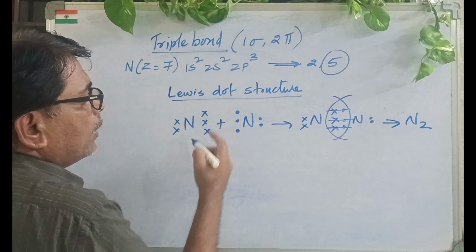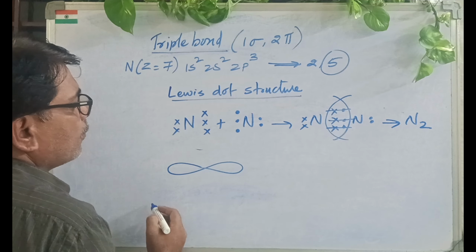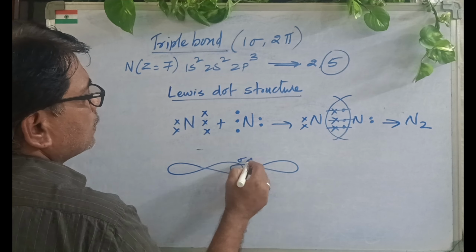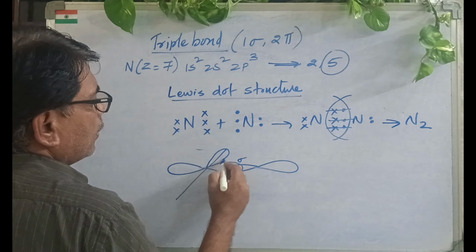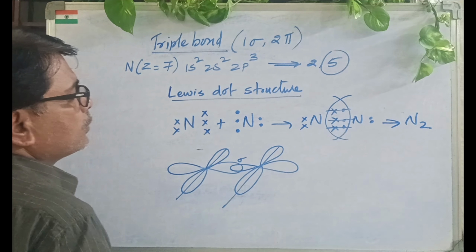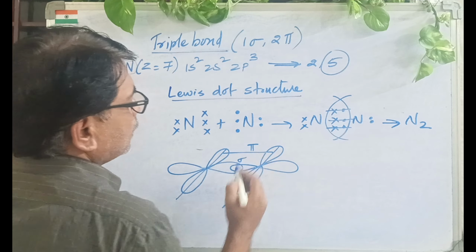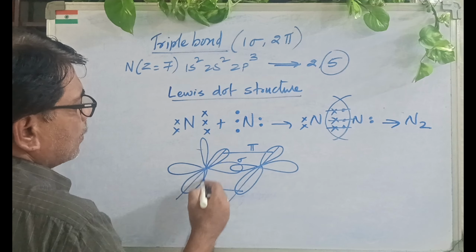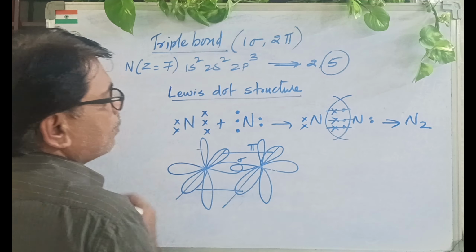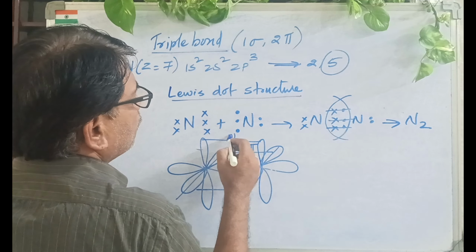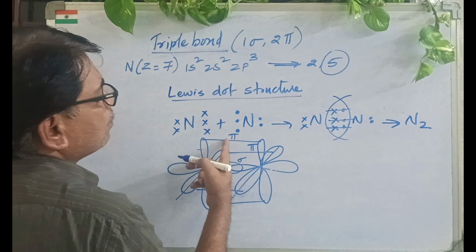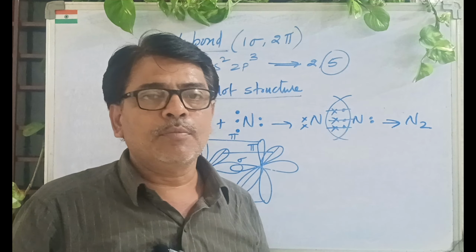Okay. Now, what did I say? The px orbital of one nitrogen atom overlaps with the px orbital of another nitrogen atom. You got a sigma bond. Next, the py orbital of one nitrogen atom overlaps with the py orbital of another nitrogen atom, side-on overlapping took place and you got pi. Next case is what? The pz orbital of one nitrogen atom overlaps with the pz orbital of another nitrogen atom. Again, side-on overlapping will take place and the resultant is a pi bond. So you got one sigma and two pi. This is what the structure of the nitrogen molecule is.